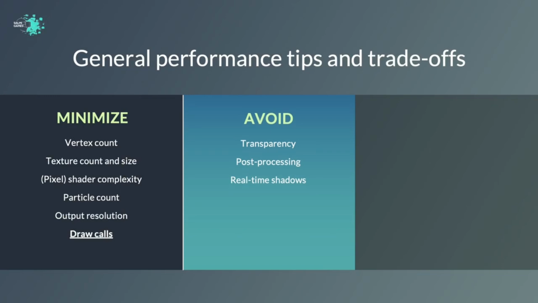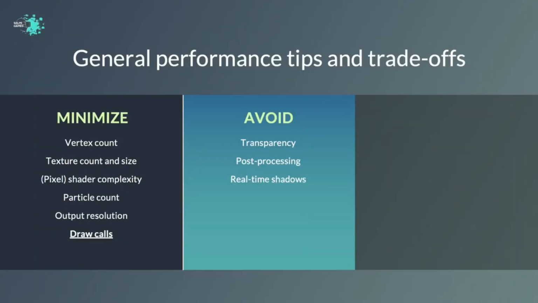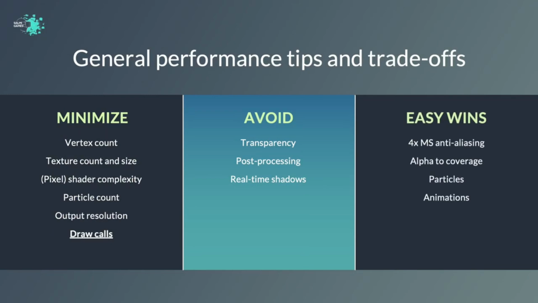In the second column, these are elements you want to be very careful including in your game. As we'll see, they are possible in the Quest 3, but you'll have to plan very carefully for them. In the final column, these are easy wins that you should absolutely try to leverage. 4-time multi-sample anti-aliasing is a must. The alpha to coverage blend technique is essential. Particles and animations are easy ways to bring your environments to life.